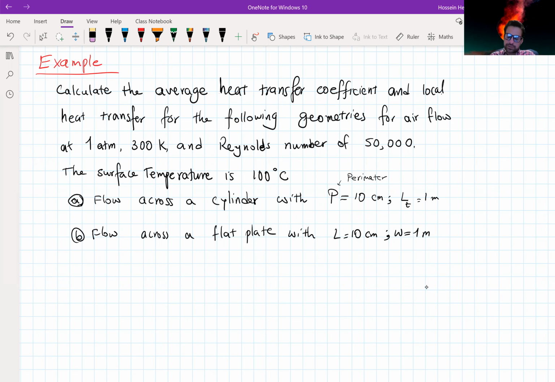Now these two geometries, one of them is a cylinder with the perimeter of 10 centimeter and length of tube 1 meter. The other one is a flat plate, length of 10 centimeter and width of 1 meter. Both of these geometries provide exactly the same surface area to the air. And we're going to see what would be the difference in terms of the heat transfer for these two cases.